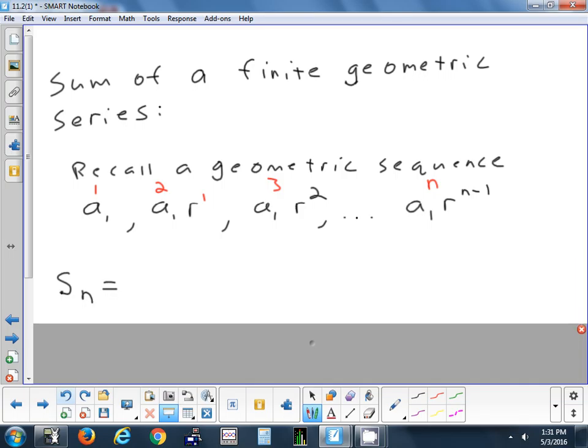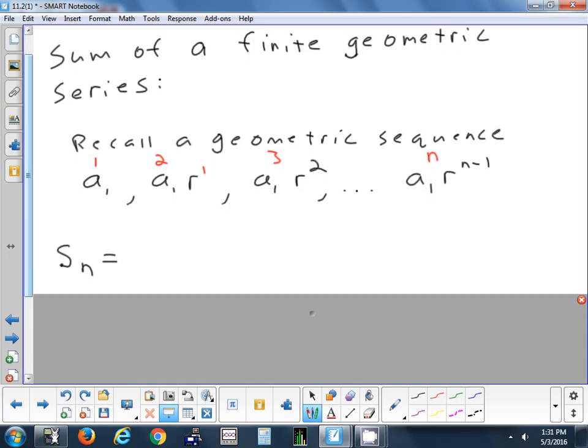Right. Now, I want to write down the nth partial sum. So I want to add up all the terms from the first term to the nth term. What's my first term? a sub 1. What's my second term? a sub 1 r. What's my third term? a sub 1 r squared. Let's write one more. What's my fourth term? a sub 1 r cubed.